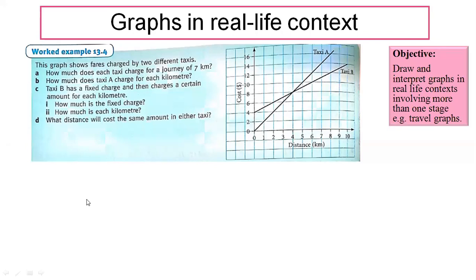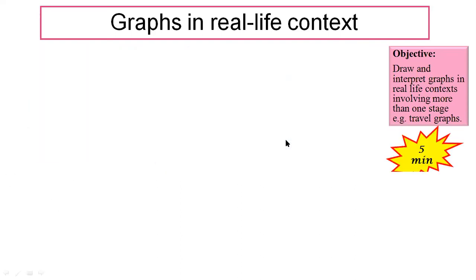Okay, let's go to part D here. Part D: what distance will cost the same amount in either taxi? 4 kilometers. Excellent. It says what distance will cost the same amount. Same amount means when the two taxis intersect, when their lines intersect. So they intersect here. When they intersect here, it means same amount with same distance. So same amount is 8. For which distance? 4 kilometers. Excellent, Haneen. So these are our answers.